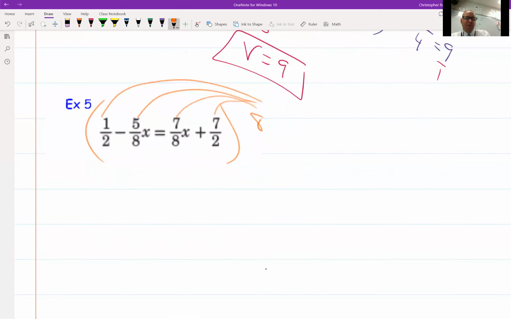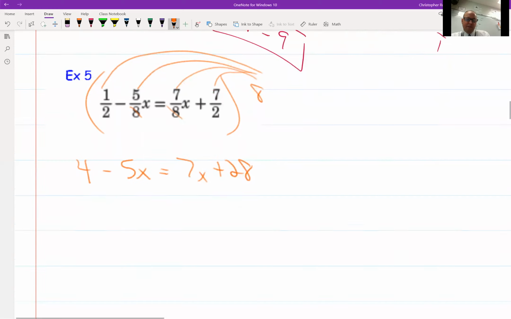comfortable with. So 8 times a half is 4. Right? 8 times 5 is 40. Divided by 8 is 5, so 5x. So in other words, these 8s are just going to cancel out. So that helps me identify the next one is just 7x. And 8 times 7 is 56. If I take half of that, or we can do this a little bit easier and say 8 divided by 2 is 4, so 4 times 7 is 28. Look at that, we got rid of all the fractions. Okay, so we call this first step, clearing the fractions. So that's an option that we have.